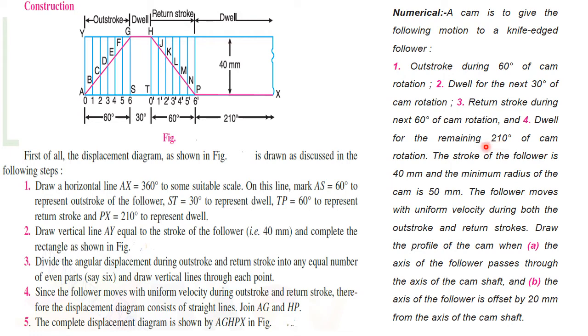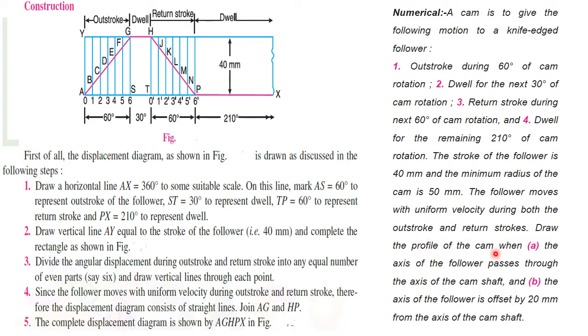The stroke of the follower is 40 mm. It means that the total travel of the follower from up to down is 40 mm, and the minimum radius of the cam is 50 mm. It means the base circle of the cam is 50 mm. The follower moves with uniform velocity. I have already discussed this point, when the follower moves with uniform velocity, both in out stroke and return stroke.